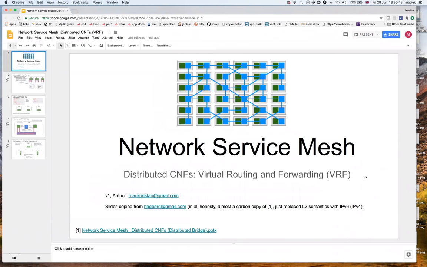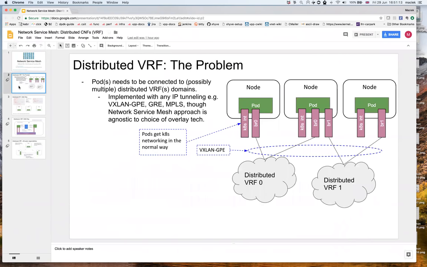I have used the slides referred to, and I just replaced L2 semantics with IPv6 and IPv4, and I called it virtual routing and forwarding, VRF. Not a distributed router, not a virtual router, but I just used that name. So if you are familiar with the slides that I referred to earlier, the distributed bridge, then your brains must be now also very familiar with the iconography used on those slides. So thank you, Ed.